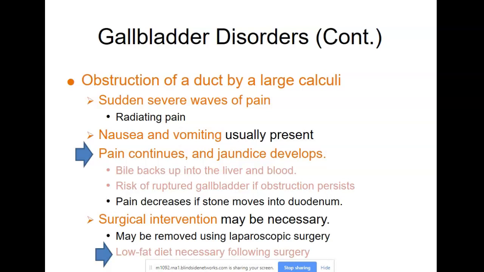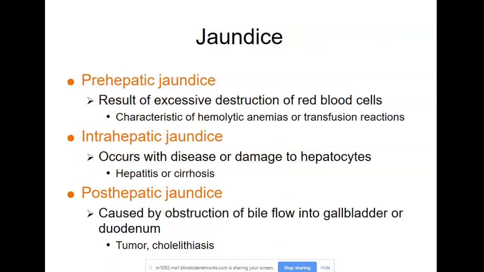Surgical intervention is a really common thing. You just remove the gallbladder completely. The only flip side of this is you no longer can store bile, and usually low-fat diets are recommended because now you have less bile readily available in your body to wrap around and emulsify fat.